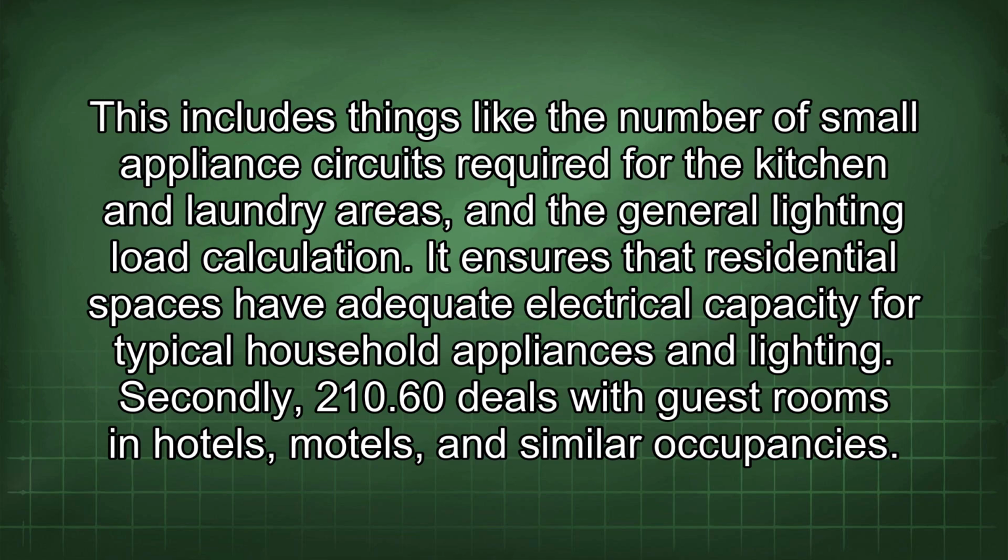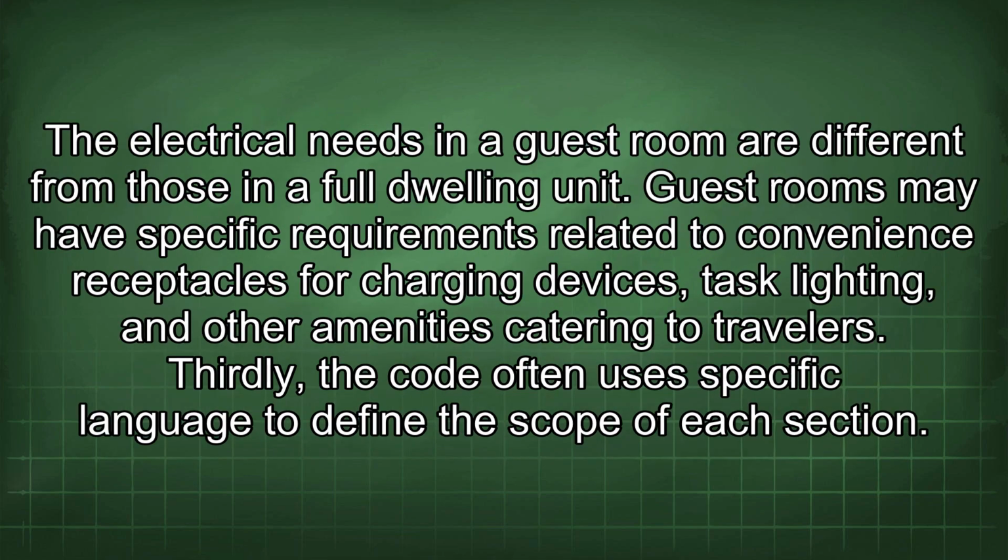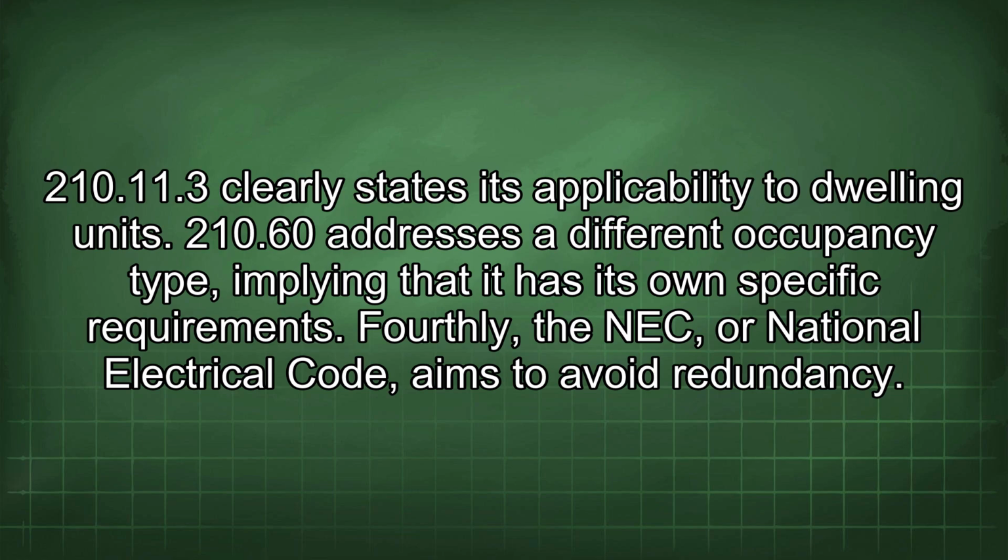Secondly, 210.60 deals with guest rooms in hotels, motels, and similar occupancies. The electrical needs in a guest room are different from those in a full dwelling unit. Guest rooms may have specific requirements related to convenience receptacles for charging devices, task lighting, and other amenities catering to travelers. Thirdly, the code often uses specific language to define the scope of each section. 210.11(3) clearly states its applicability to dwelling units. 210.60 addresses a different occupancy type, implying that it has its own specific requirements.